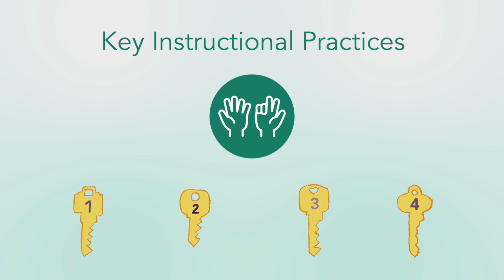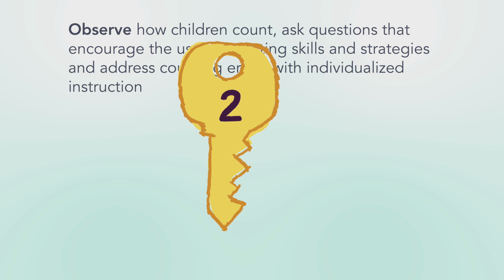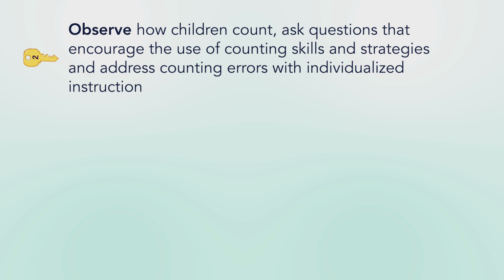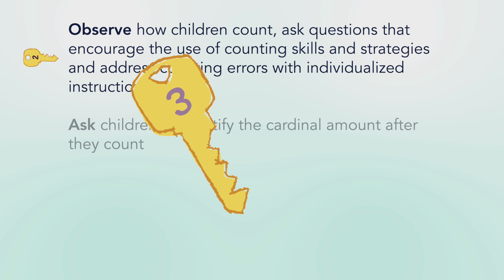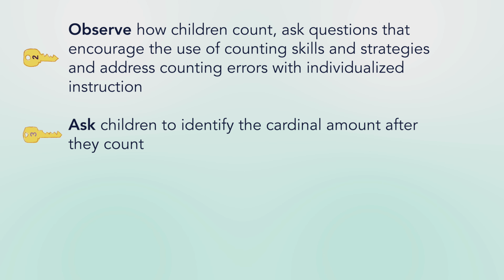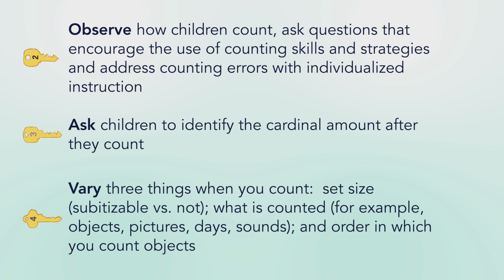This activity provides the opportunity to use the following key instructional practices for meaningful counting. Observe how children count. Ask questions that encourage the use of counting skills and strategies, and address counting errors with individualized instruction. Ask children to identify the cardinal amount after they count, and vary 3 things when you count: set size, what is counted, and order in which you count objects. Let's join a couple of classrooms as they engage in this activity, and then listen in as the teachers reflect with a colleague.